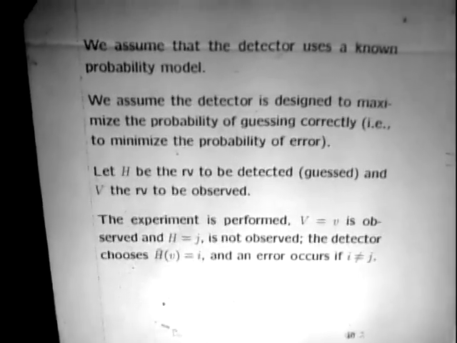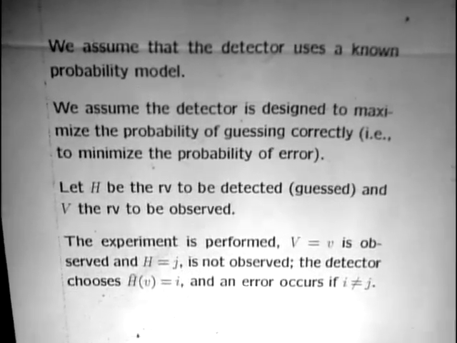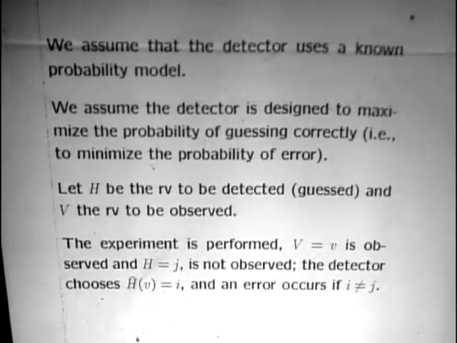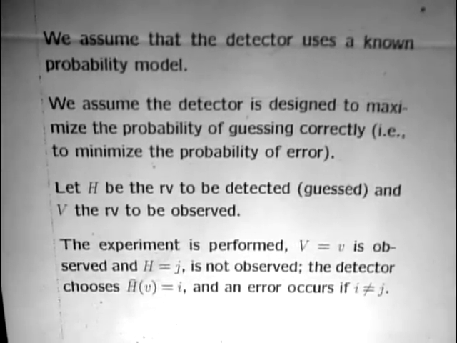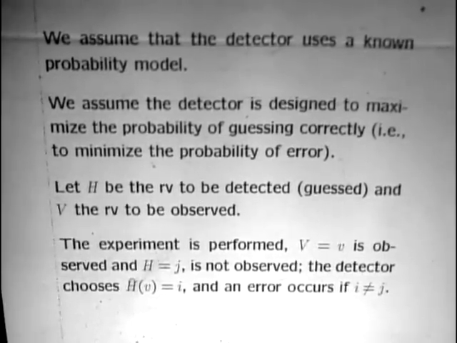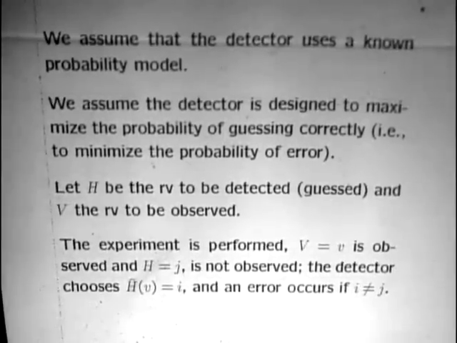Okay, so what that says is we're assuming the detector uses a known probability model. And in designing the detector, you know what that probability model is. It might not be the right probability model. And one of the things that many people interested in detection study is the question of when you think the probability model is one thing and it's actually something else, how well does the detection work?